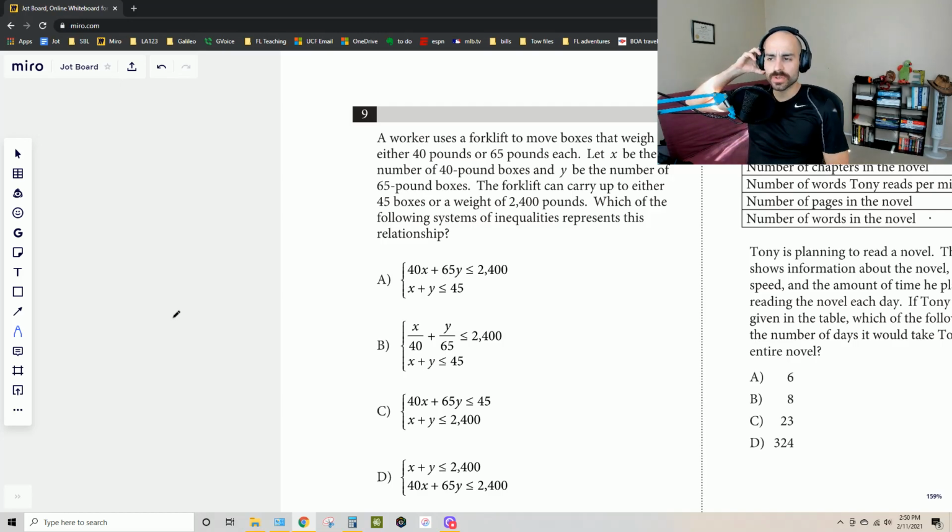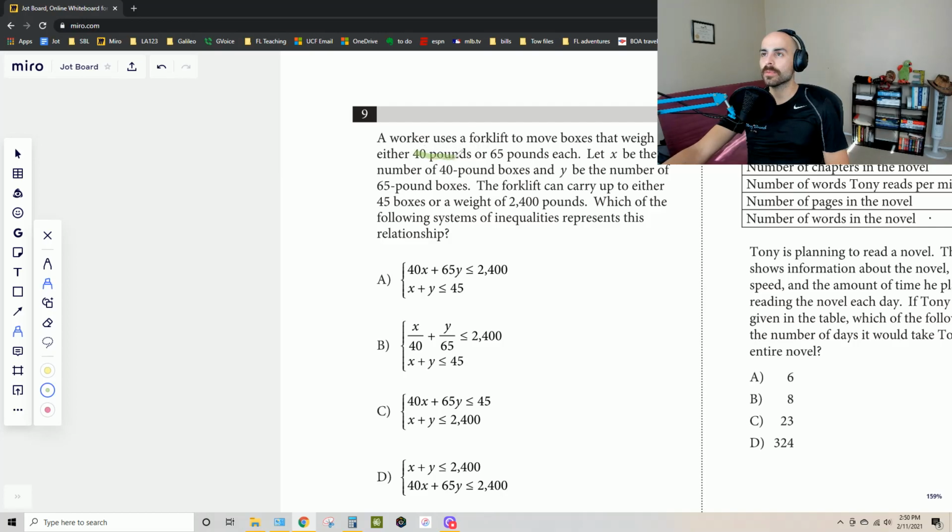When it comes to expression writing, we want to be good at properly labeling and using that to our advantage down the road here. And I'll do that here in green, where we see that there's either 40-pound boxes or 65-pound boxes, and X represents the number of 40-pound boxes. And then our 65 pounds are the other one, and Y represents the number of those boxes that can be present. And then what we see is that no matter what it is that you're carrying, it can't have a max of over 2,400 pounds or over 45 boxes.